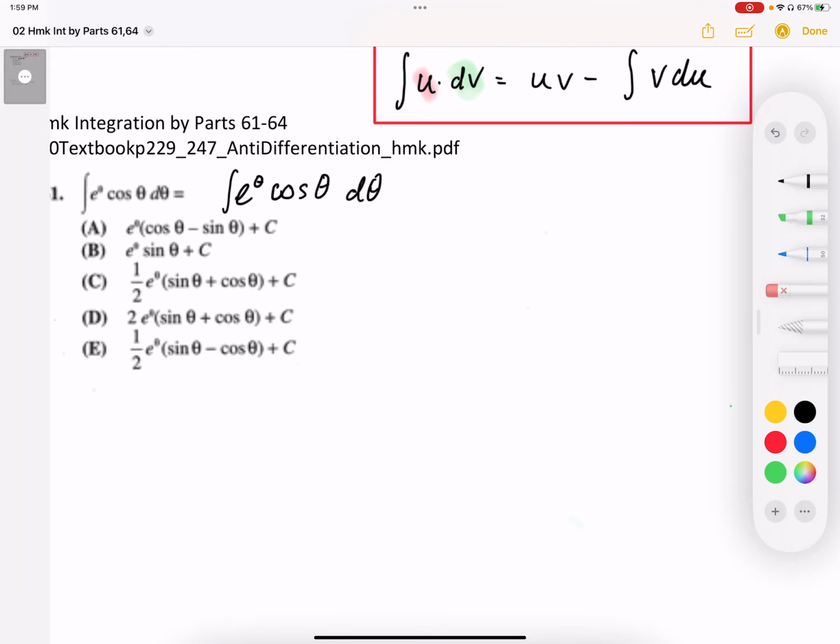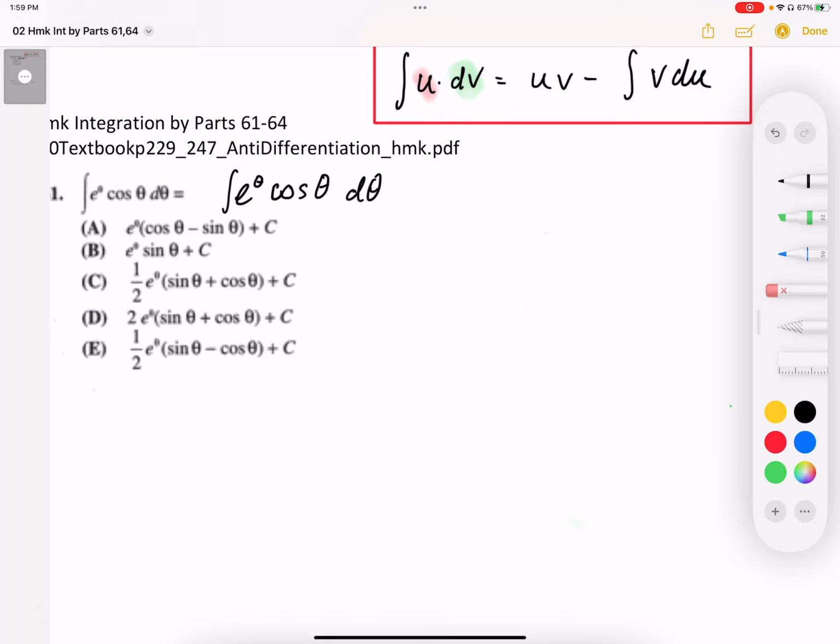For this integral, we have e^θ cos θ dθ. Now, none of these involve any common integral. There's no substitution we can apply, so we should maybe look at parts. And since it's a product, we can maybe try parts on this.